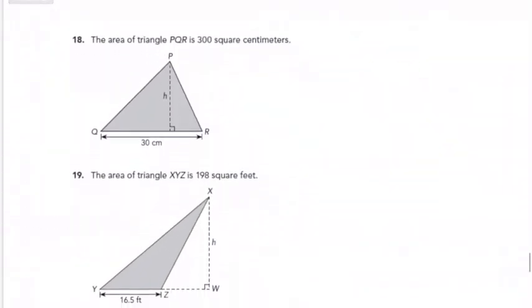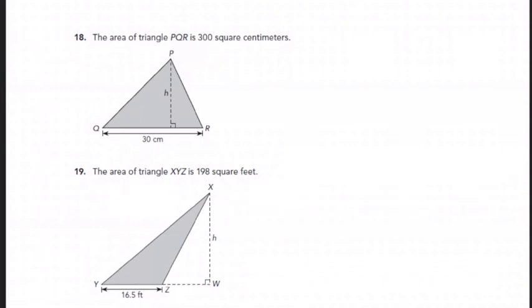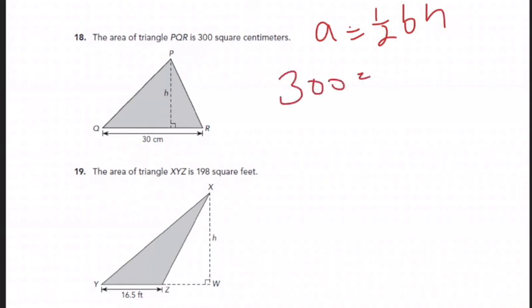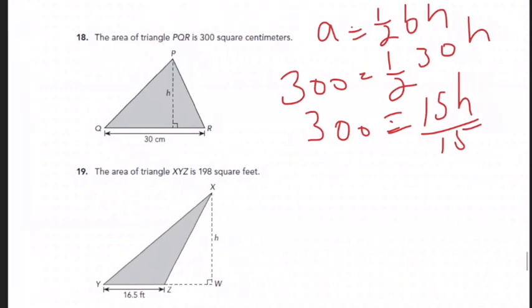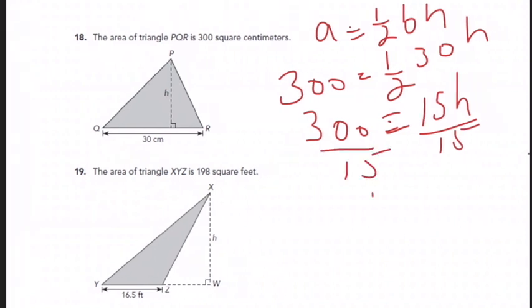All right. So I'm going to skip. I want you guys to try 18 and 19. Okay, so let's go over 18 and 19. So our formula is area equals 1/2 base times height. So the area is 300 equals 1/2. The base is 30 times the height, which we don't know. So 300 equals half of 30, which is 15 times h. Divide by 15, divide by 15, and h will equal 20. So the answer is 20 centimeters, and not squared again.